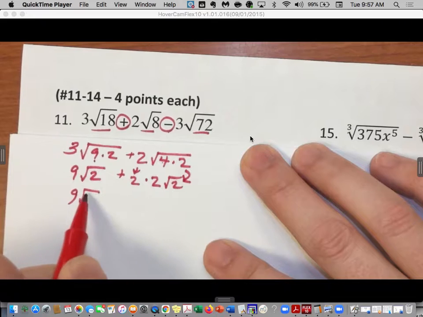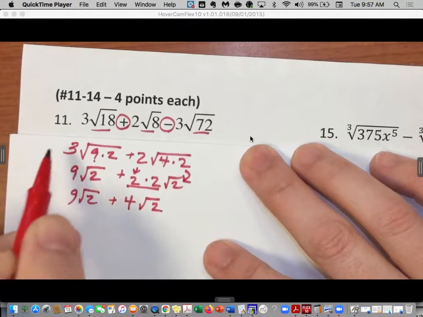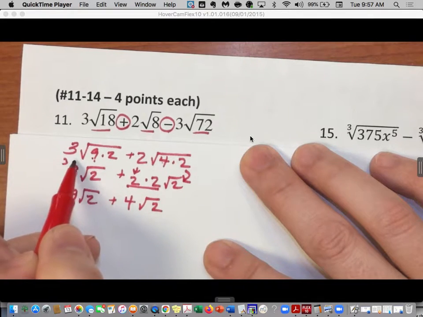So what we really have is these 2 multiply together and give me 4. So that's where I got the 9 from. I had 3 from here, and the square root of 9 is 3.